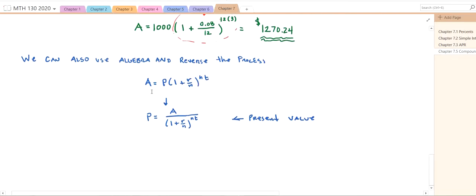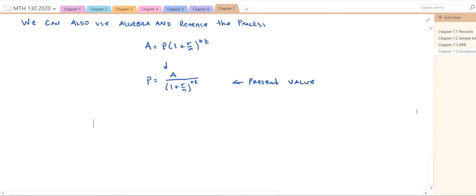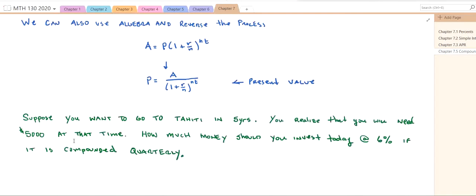And if you're going to memorize anything, memorize this formula. It's actually not too bad to memorize after you practice with it and have done half a dozen to a dozen practice problems. You'll have this formula memorized. So let's do an example of one of these present value problems.